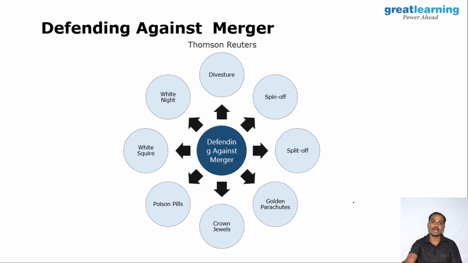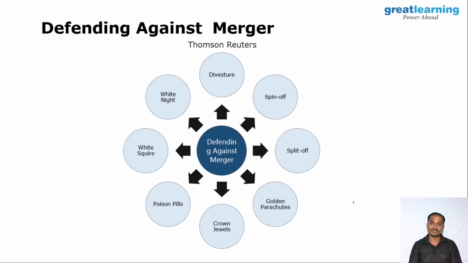They've sold it off and they've cleaned it. By cleaning that business unit, they have removed the financial burden and also removed the attraction. The companies will not see that particular business unit. Spin-off is another method through which companies generally avoid mergers.